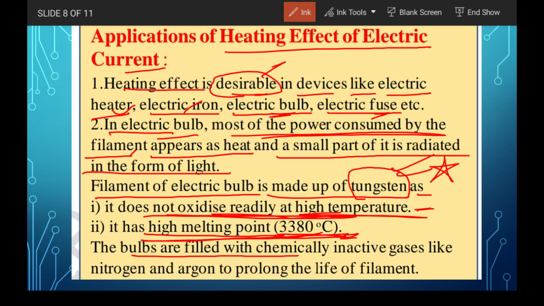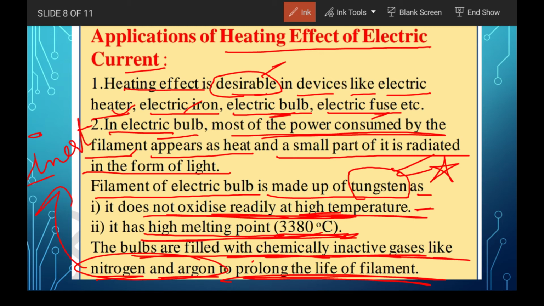The bulbs are filled with chemically inactive gases like nitrogen and argon to prolong the life of the filament. These gases are inert in nature, so they do not react with other gases.